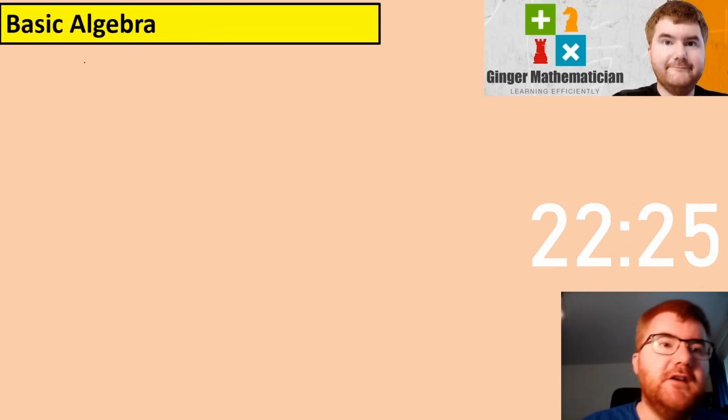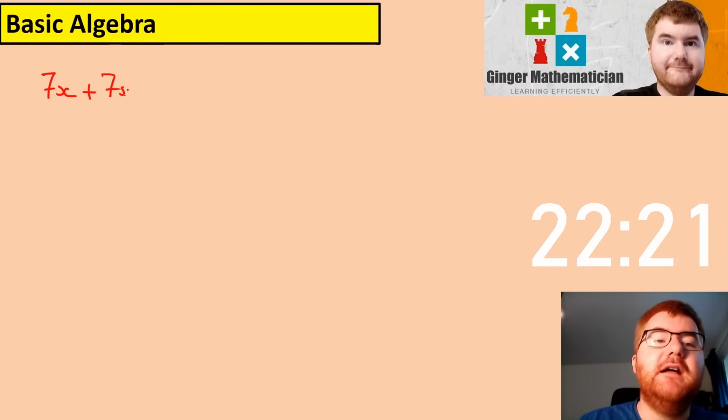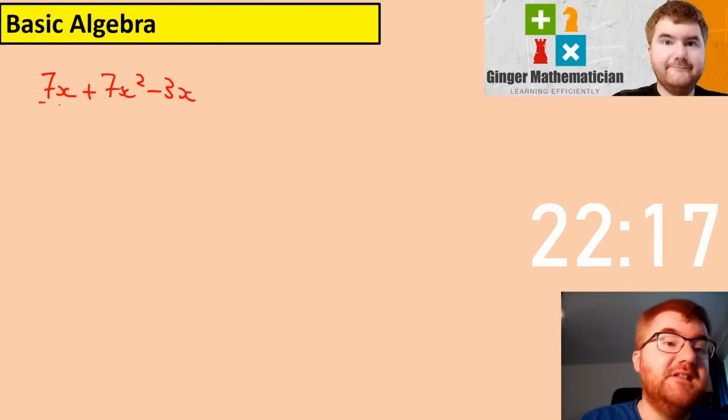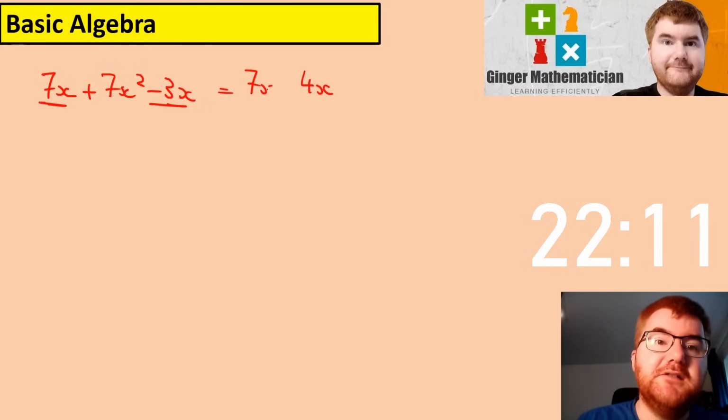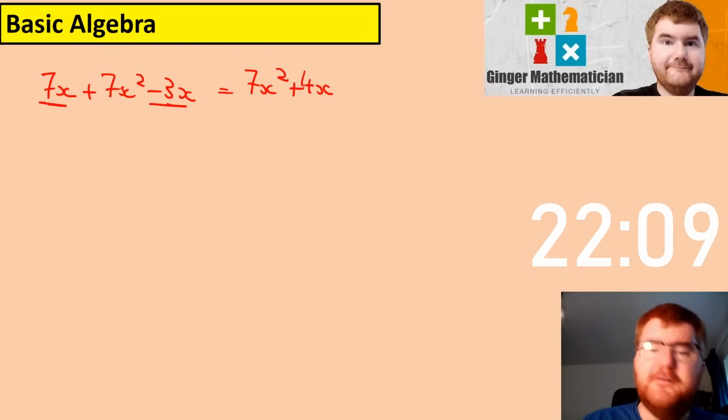Basic algebra, so if we are adding like terms, so we've got 7x plus 7x squared minus 3x, we only collect up the things that look the same, so these look the same here, so we can collect up to give us 4x, but we leave the 7x squared alone, so that's very important to do here.